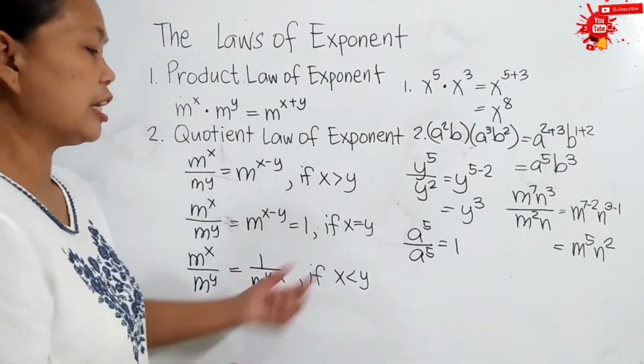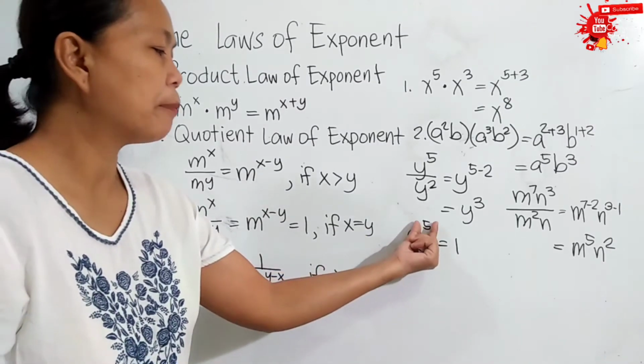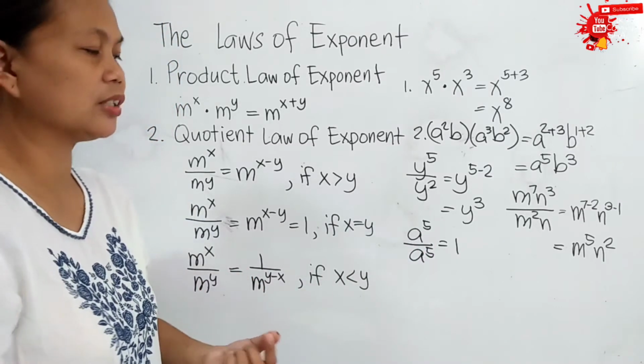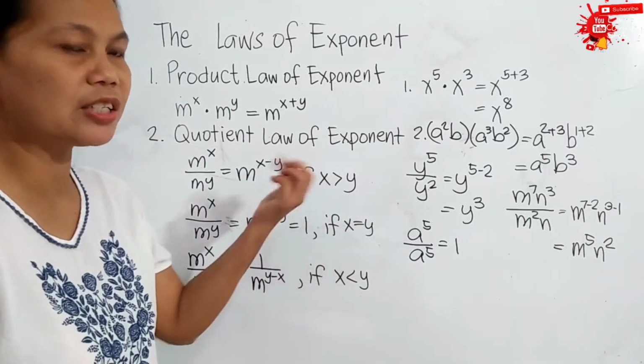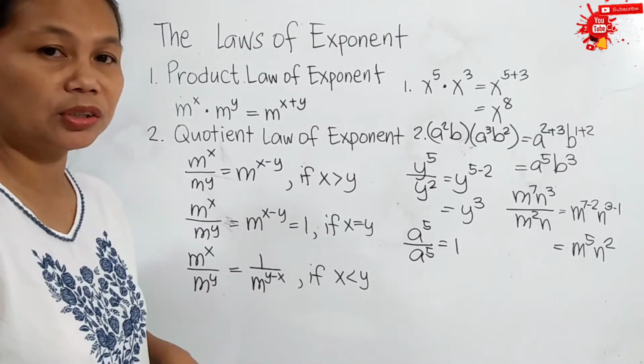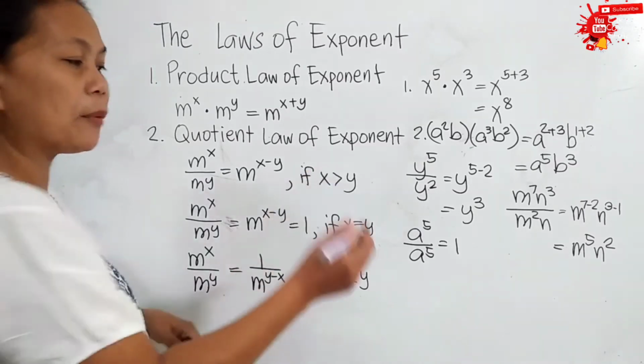So therefore, it is equal to 1 if x is equal to y. So we have here 5, and we also have here 5 as an exponent. So it means that if we have a raised to 5 over a raised to 5, it is equal to 1.